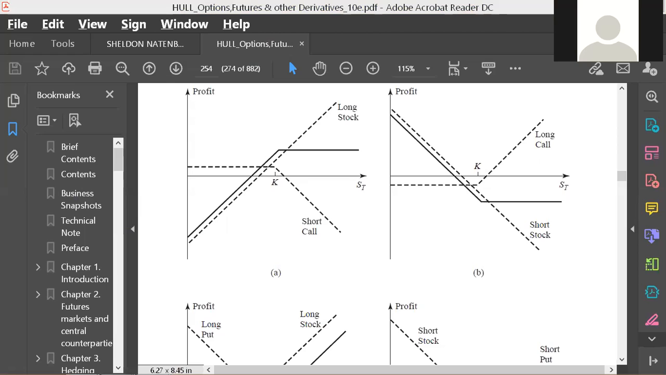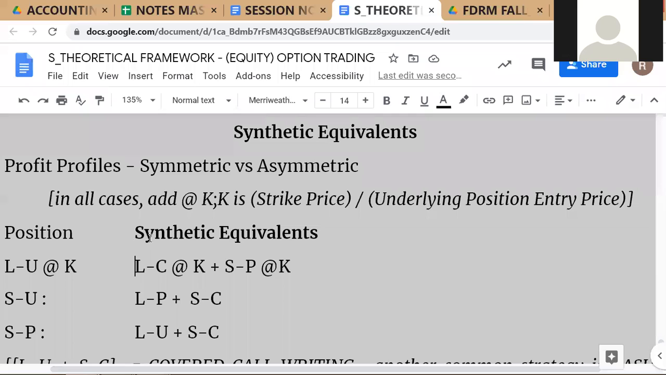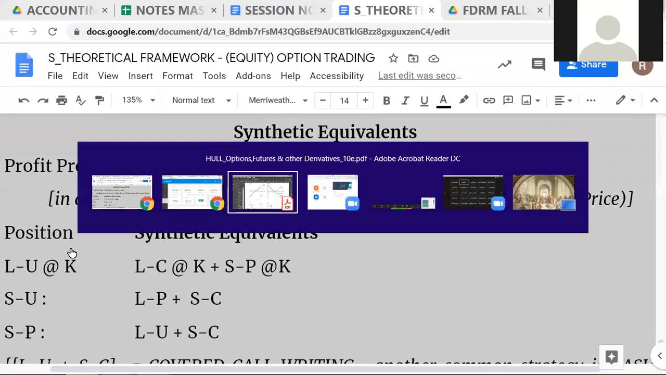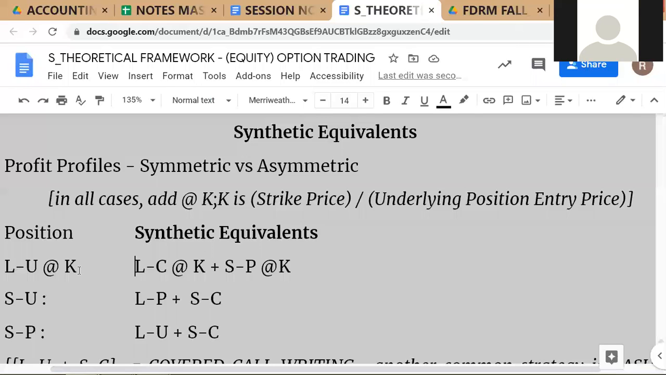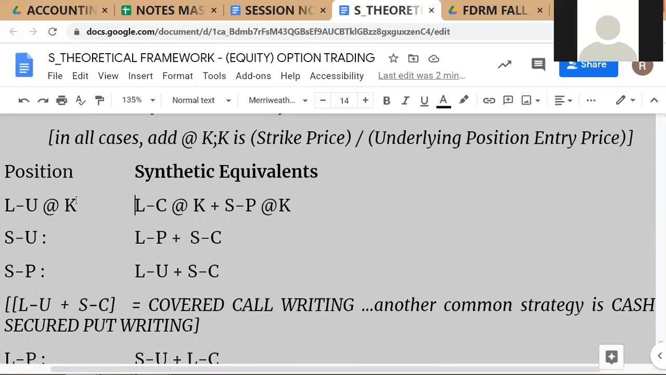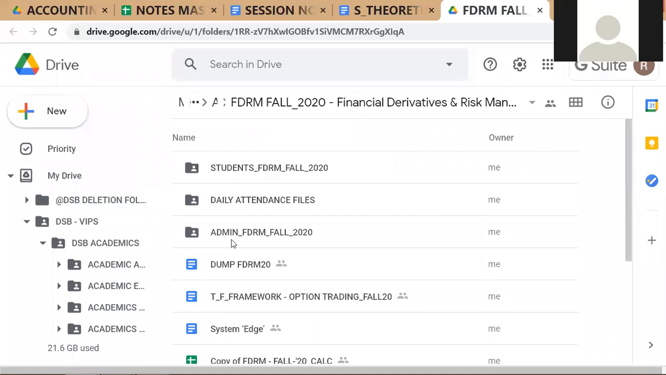Yes. Can you repeat the question, sir? Yeah, the question is, we are dealing with the first problem. We are trying to construct the synthetic. We are going through the 6 possible positions that we have in the underlying asset and the options. There are 6 possible positions, okay? We look at each of the underlying positions, and then consider what would be the synthetic equivalent of that underlying position, okay? And that's what we are trying to do.